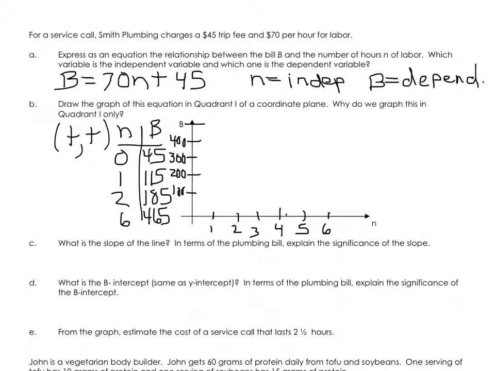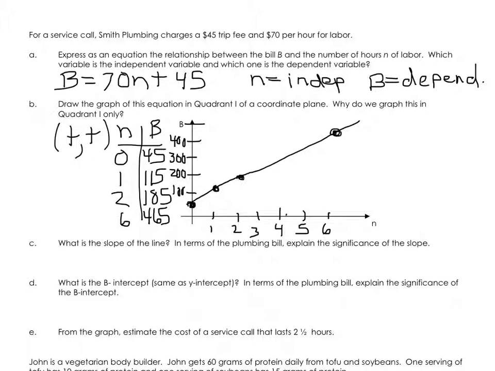So if they work 0 hours, they still make $45. If they work 1 hour, they make $115. 2 hours, $185. And 6 hours, $465. Fortunately, our points all line up. I didn't really need to draw that to the left of our x-intercept because we know that we should only be in quadrant 1.